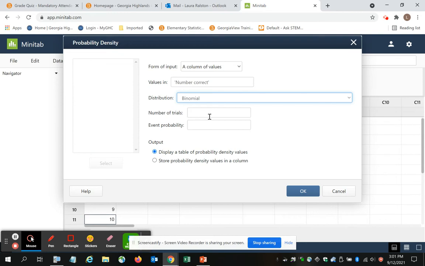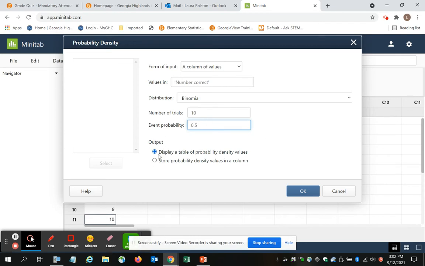For the binomial, and to perform the calculations, the computer needs to know two things. It needs to know the number of trials, how many times you are performing the experiment, and then the event probability. Here we're going to answer 10 true-false questions, so the number of trials is 10. The event probability, the probability that we get the answer correct, is 1 out of 2, since I have two choices because it's true-false. That is 0.5 or 50%.